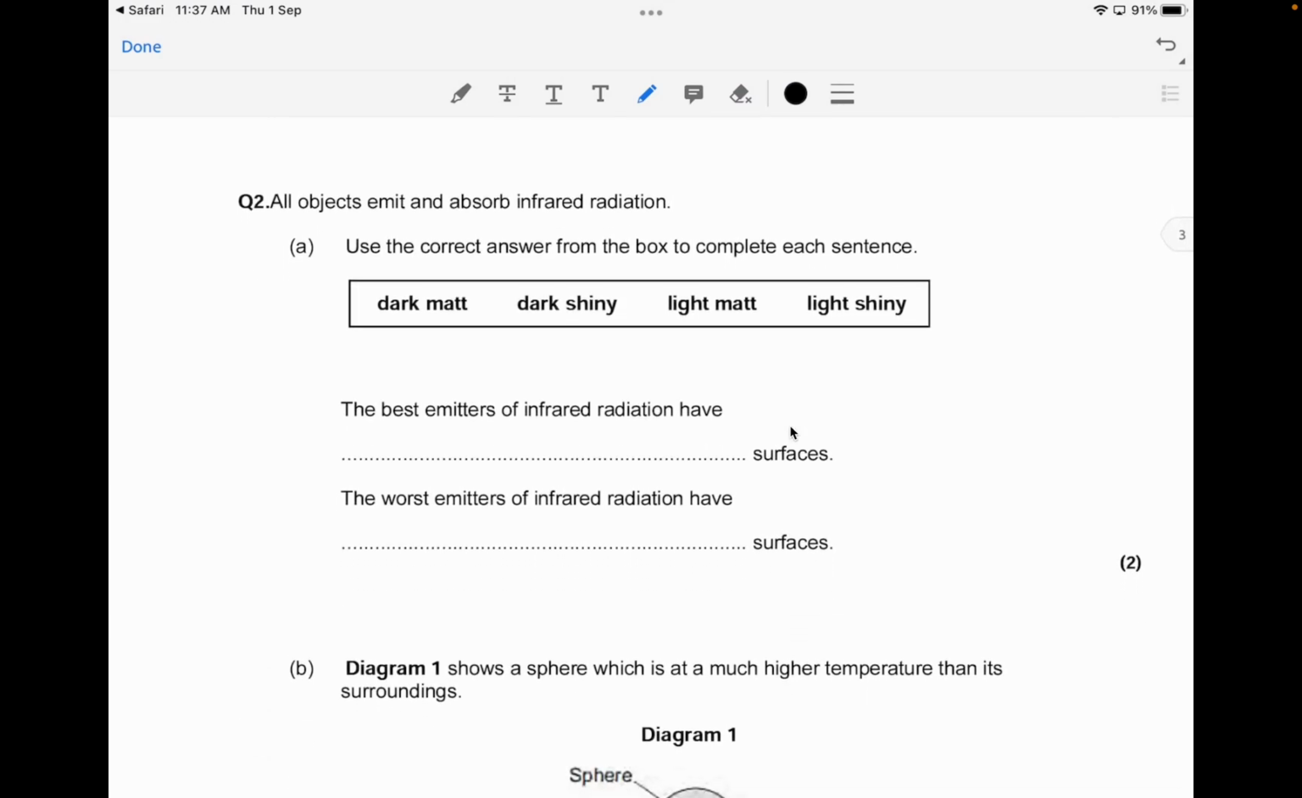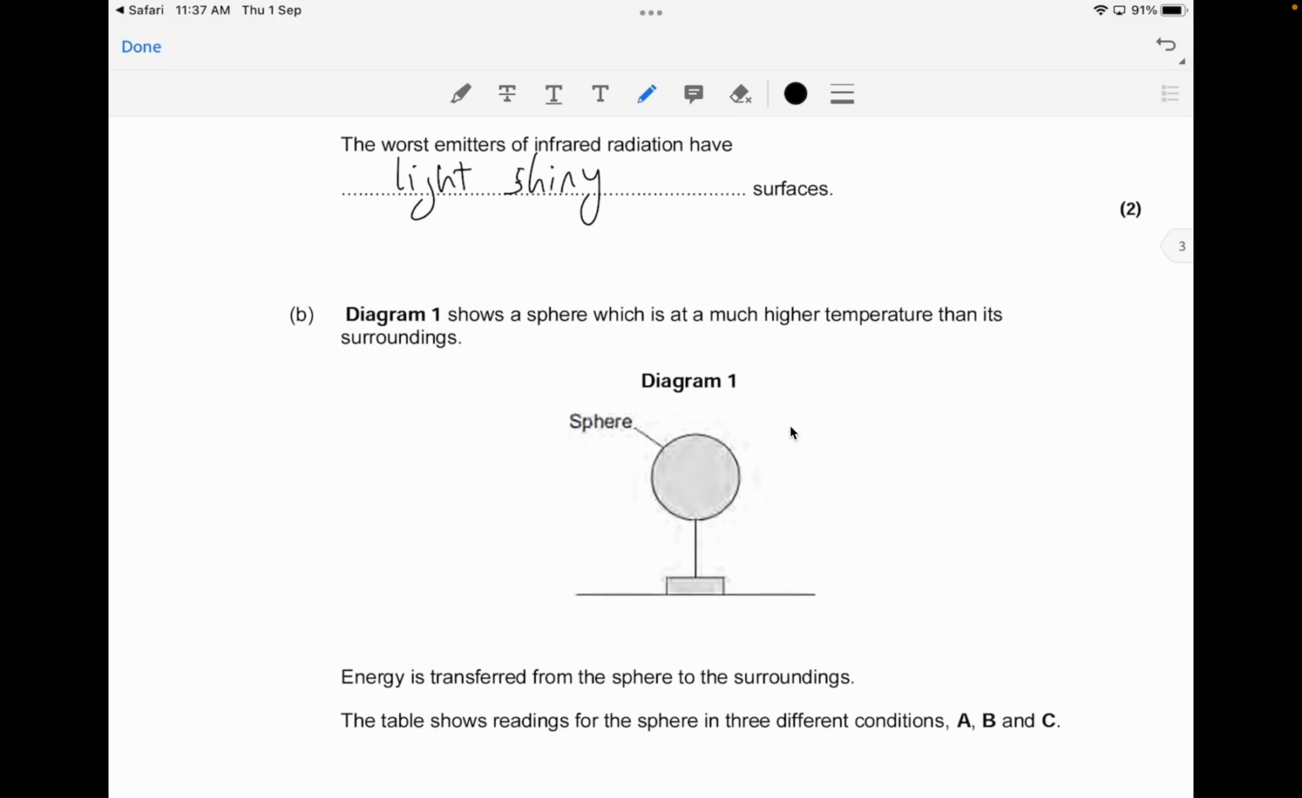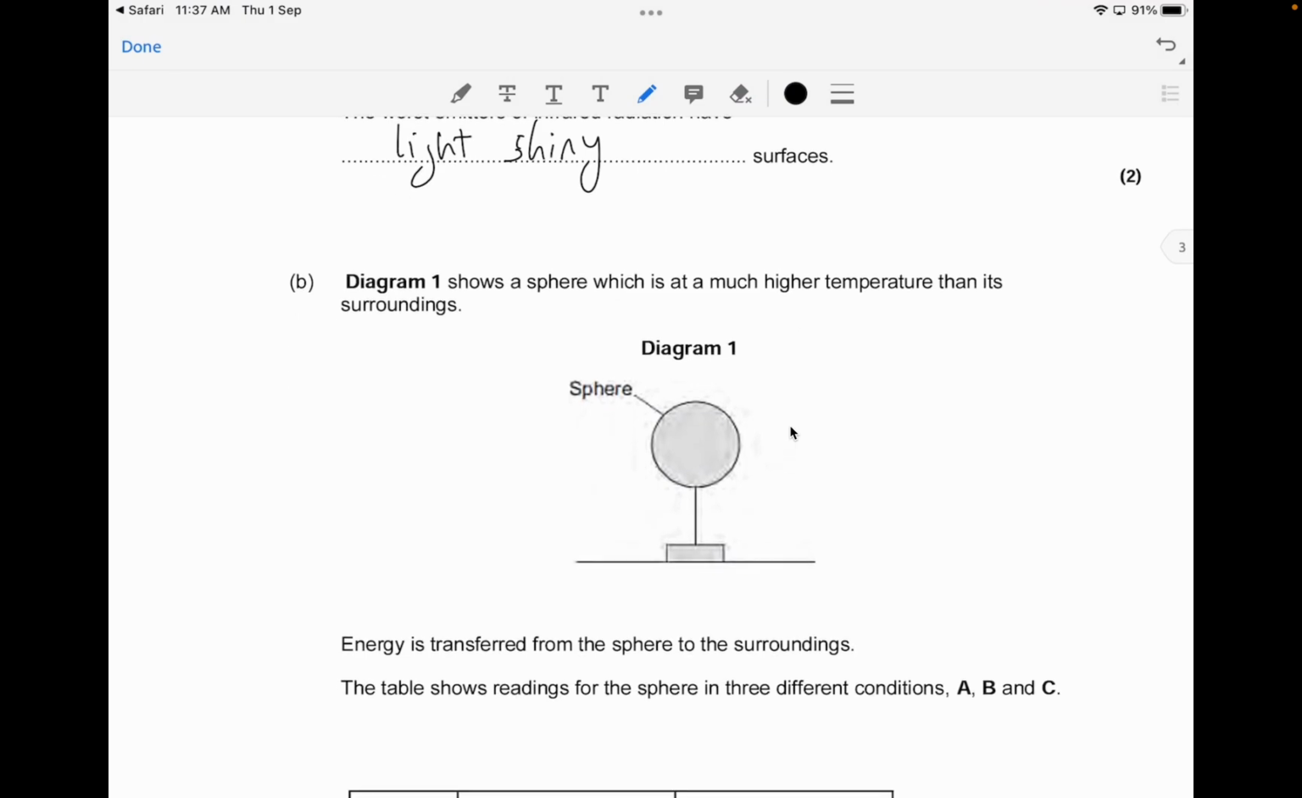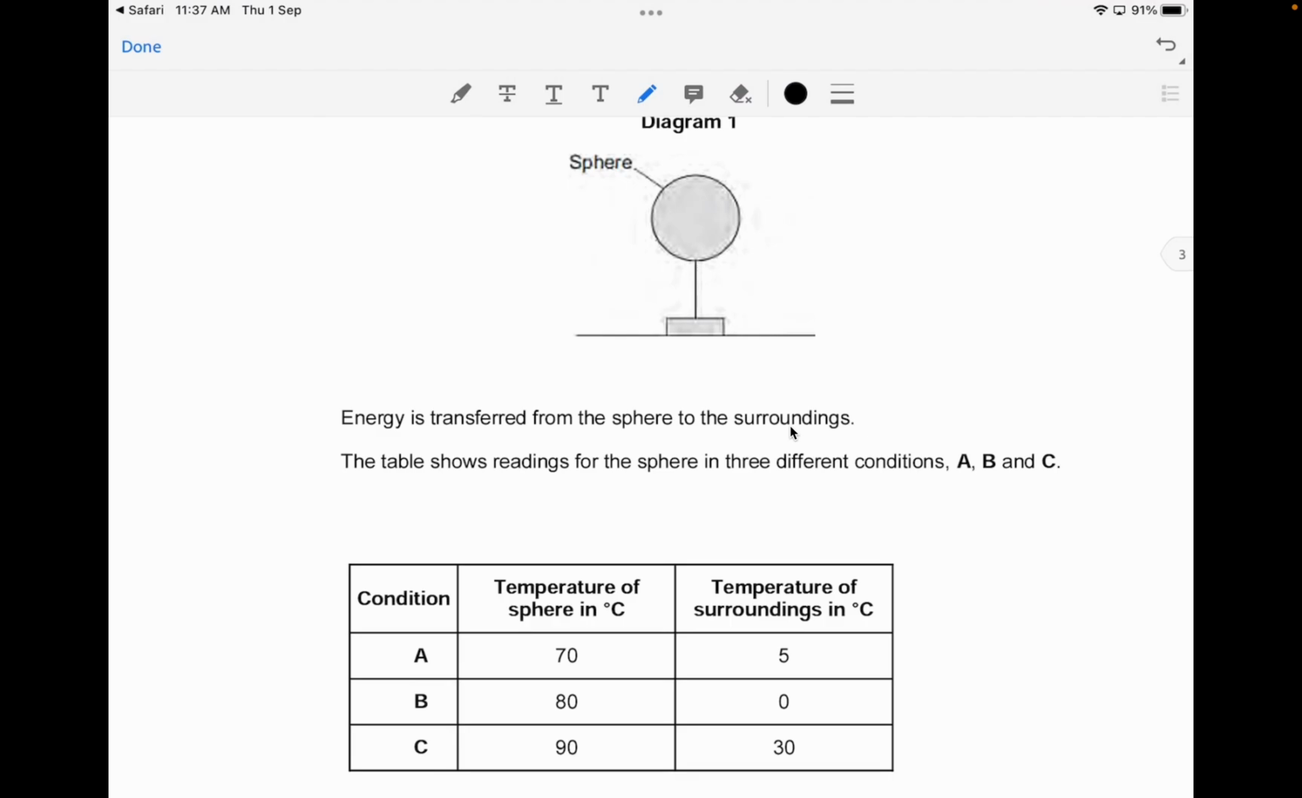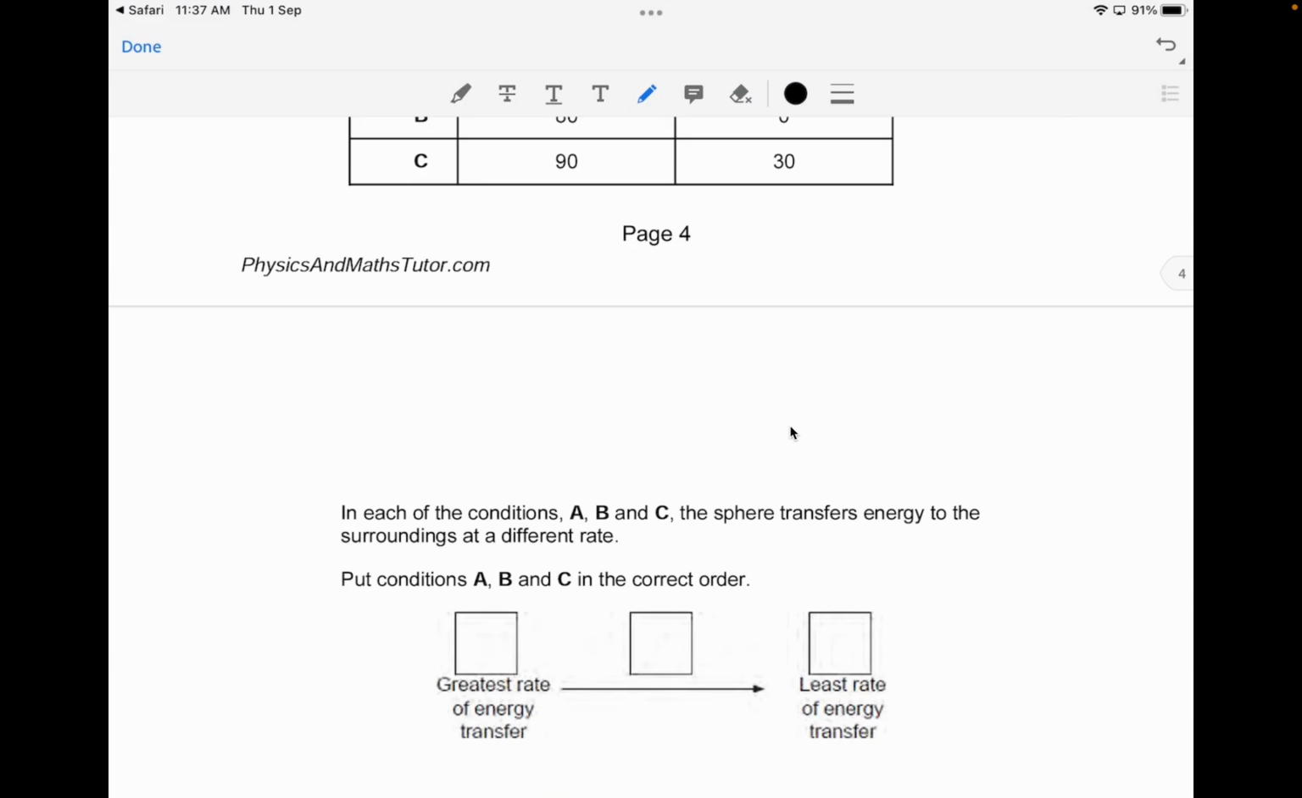Now, all objects emit and absorb infrared radiation. The best emitters of infrared radiation have dark matte surfaces, so you're going to mention that as well. I'm going to choose that. And the worst emitters of infrared radiation have light, shiny surfaces, all right? Light, shiny surfaces. So you're going to write that down. Now, diagram 1 shows a sphere, which is at a much higher temperature than its surroundings. We know that the energy is transferred from the sphere to the surroundings, so you guys can see that there's a table which shows us the readings for the sphere in different conditions, A, B, and C. And we have to mention that in each of these conditions, the sphere transfers energy to the surroundings at a different rate.